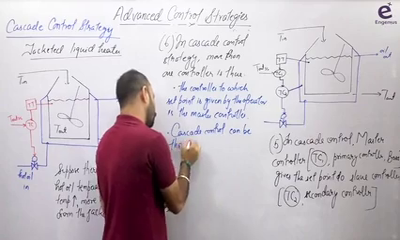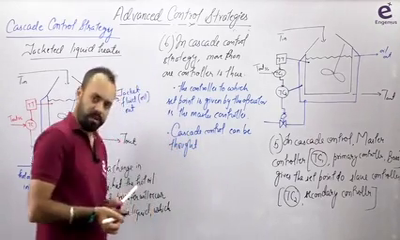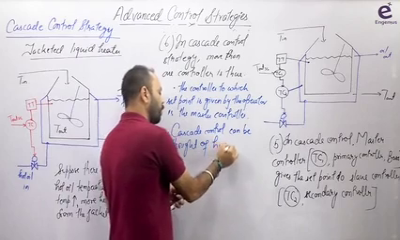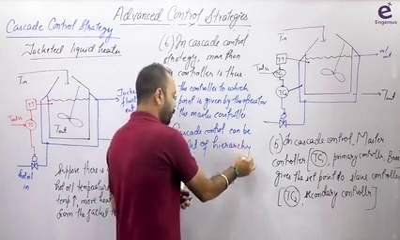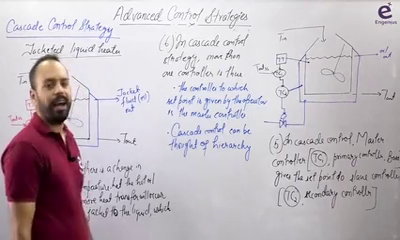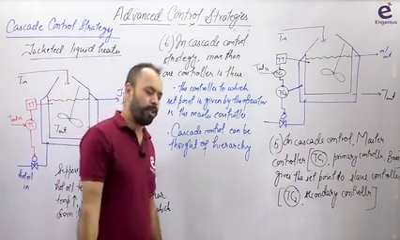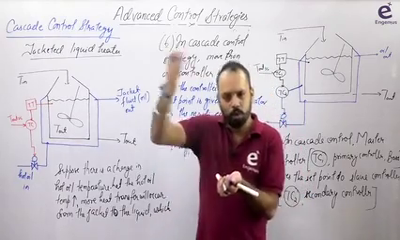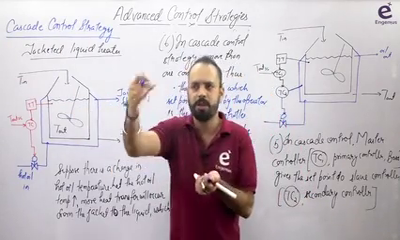Cascade control can be thought of... if you talk about cascade control in real life, it can be thought of as a hierarchy. Hierarchy, I think the spelling is correct, if not, check it once, okay? Cascade control can be thought of as hierarchy. Hierarchy means, wherever you work, there is a hierarchy in any organization that you have to report to him, you have to report to him, you'll get instruction by him.